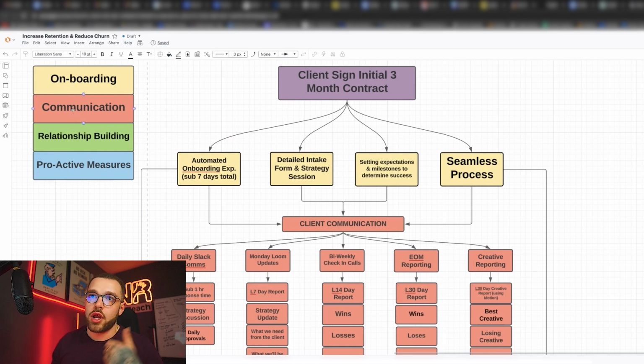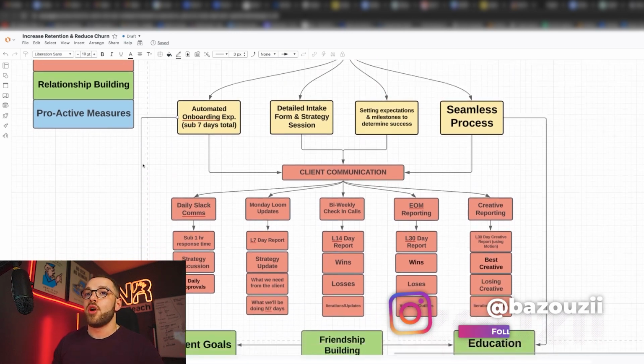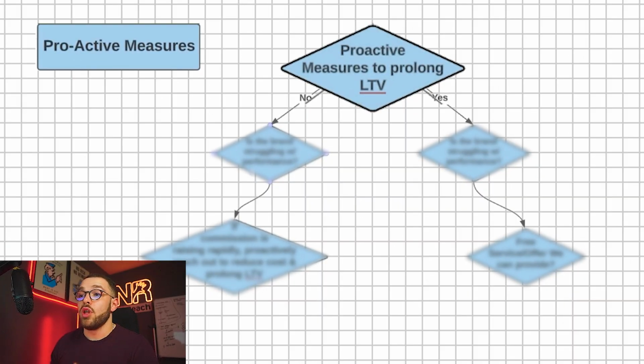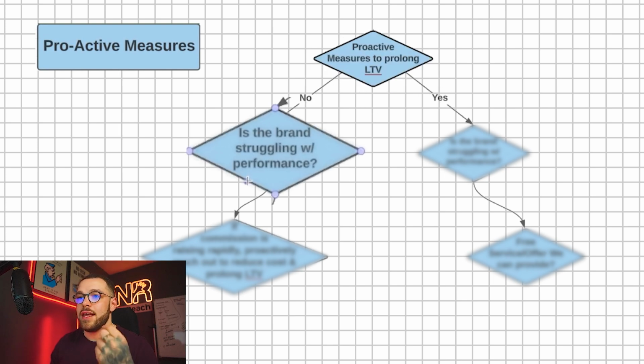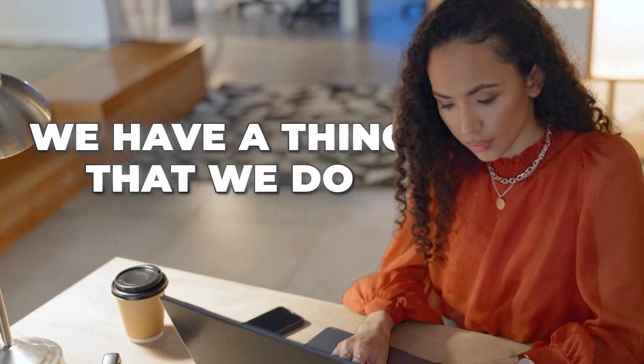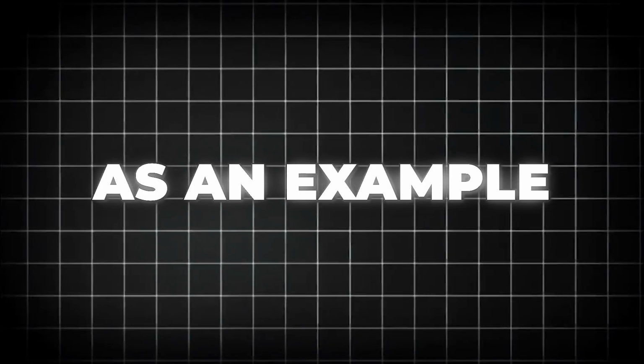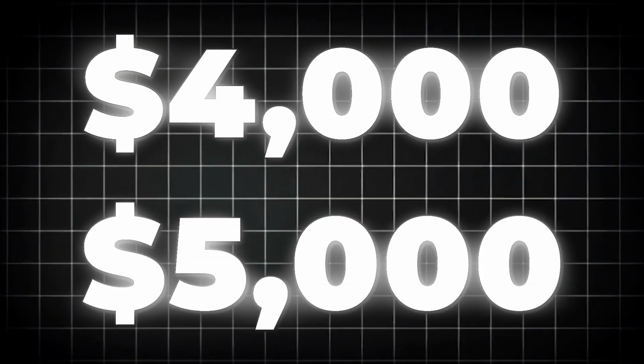So we're looking at onboarding, communication, relationship building, proactive measures. What does this mean? It means being proactive when it comes to certain things. So proactive measures to prolong the LTV of your clients. Is the brand struggling with performance? Yes or no? If they're not, and the brand is performing well, we have a thing that we do proactively: if commission is rising rapidly, we proactively reach out to the clients to reduce cost and prolong LTV. So as an example, let's say we're normally charging $4,000 or $5,000 a month for commission.